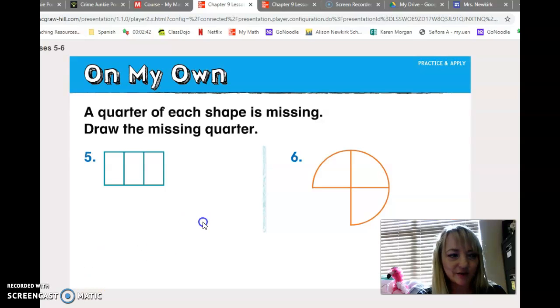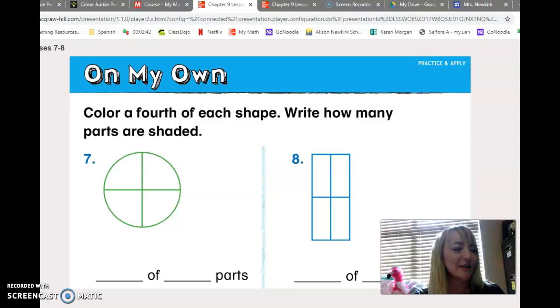Okay, so we're on to on my own. So we'll do 5 and 6, say a quarter of each shape is missing. Remember, last lesson we drew on the half that was missing. This time we're only missing a fourth. So draw on the fourth here on 5 and the fourth there on 6 that you're missing. Oh gosh, there's the answer.